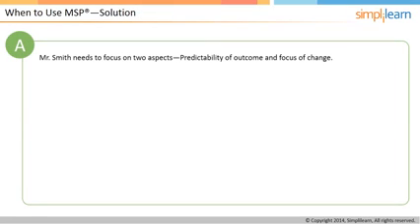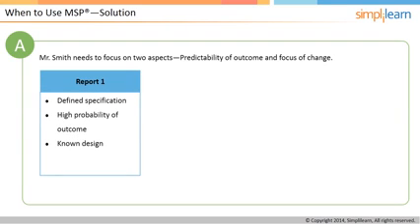Mr. Smith needs to focus on 2 aspects. 1. Predictability of outcome, and 2. Focus of change. In case of report number 1, the predictability is high as it suggests to replicate the solution already implemented in the Manchester unit. The specifications seem to be well defined. This scenario can be handled without MSP, or a leaned-down version of MSP can be used. A leaned-down version implies that not all the documents and procedures need to be followed.